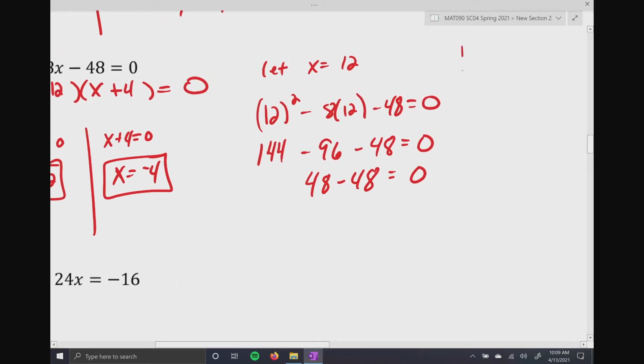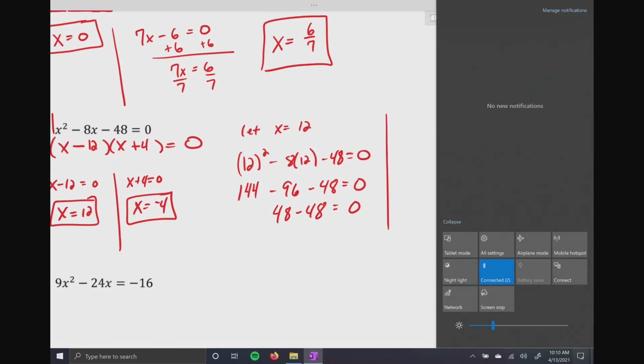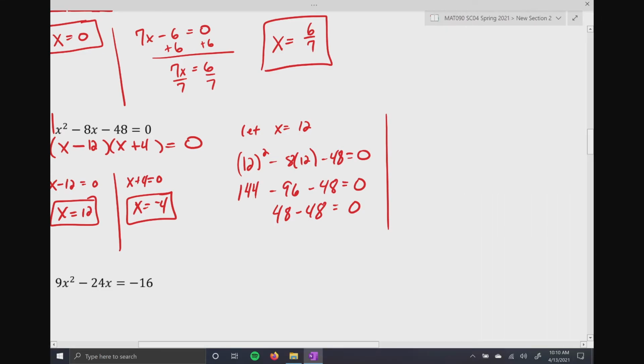Now, if I wanted to check the 4, get out of here, collapse, expand. There we go. So let x equal -4. Now, the only thing you got to be careful here, make sure you're writing those parentheses when you're substituting, because you don't want to miss a sign.